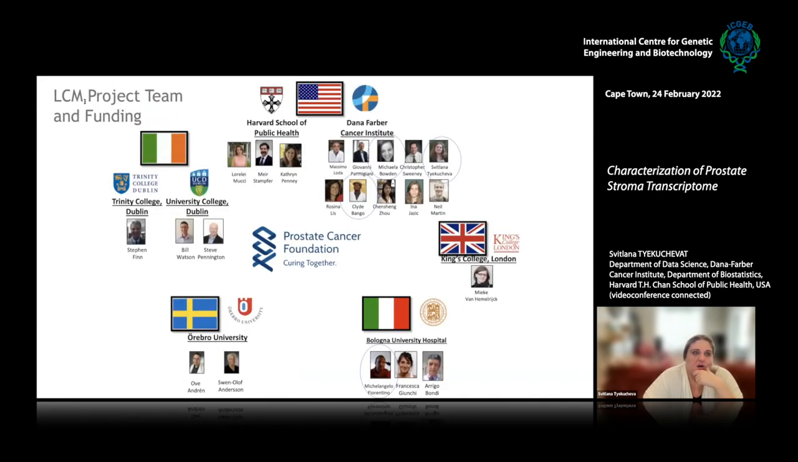The team for the LCM project was an international and large group of people. The PIs of the projects were Massimo Loda and Lorelei Mucci. Massimo Loda unfortunately left Dana-Farber and is at Weill Cornell now. But they led this effort, which was funded by the Prostate Cancer Foundation. I was honored to perform the data analysis for this project.